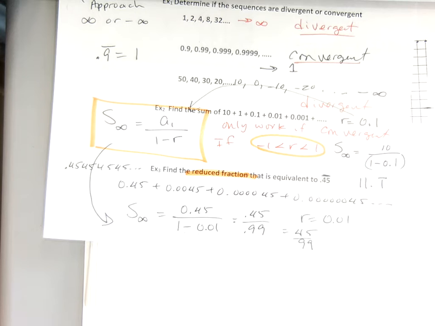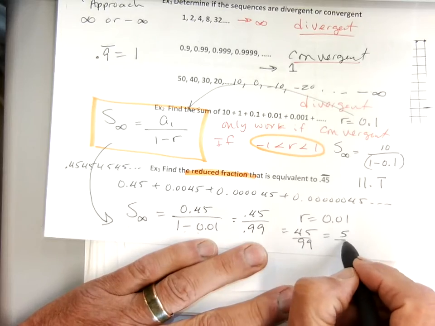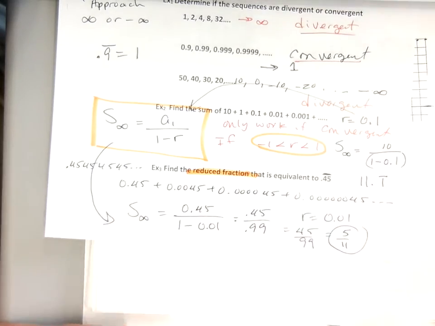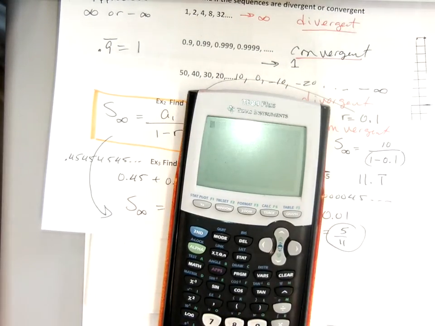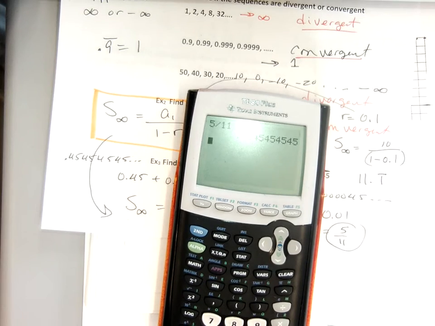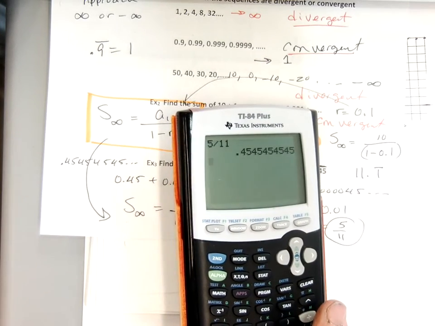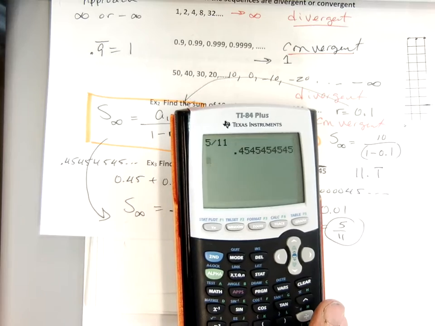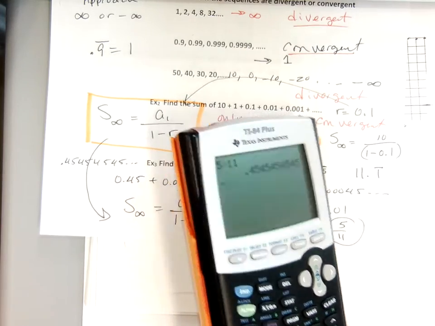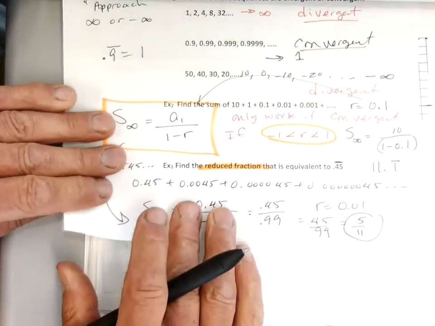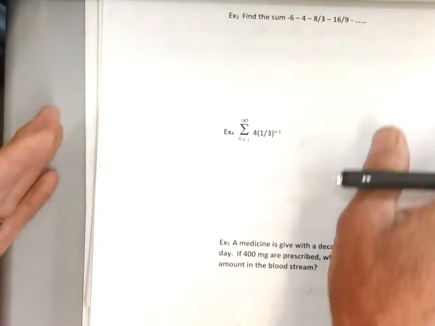If I reduce both, can I reduce? Yeah, by 9, right? I'm going to do 45 divided by 9. I get 5/11ths, don't I? Well, let's check it out. 5 divided by 11. Ooh, there it is. 5/11ths is 0.454545454545. It is. It worked, okay? All right, let's turn the page, see what I got on the back, okay?